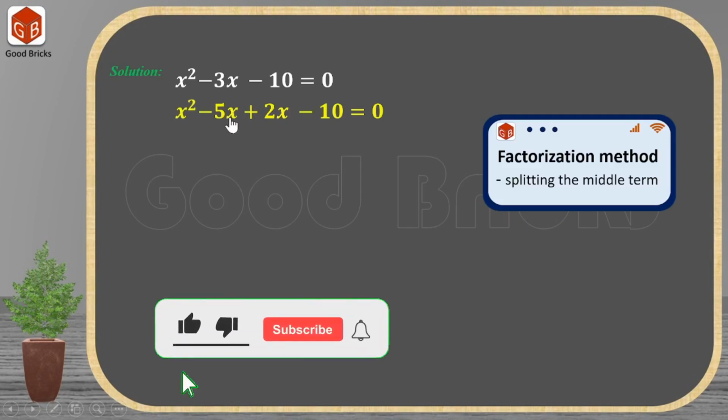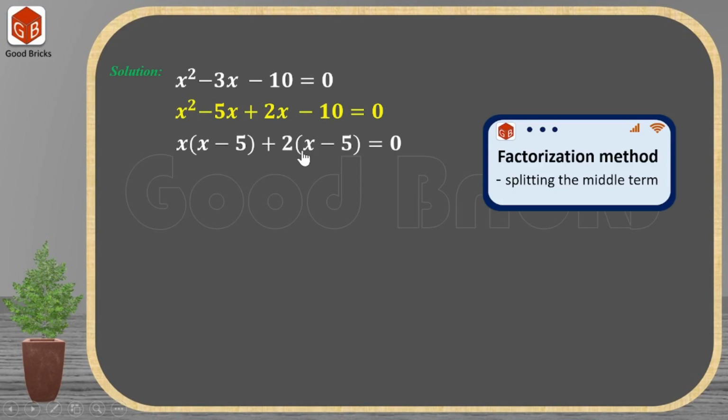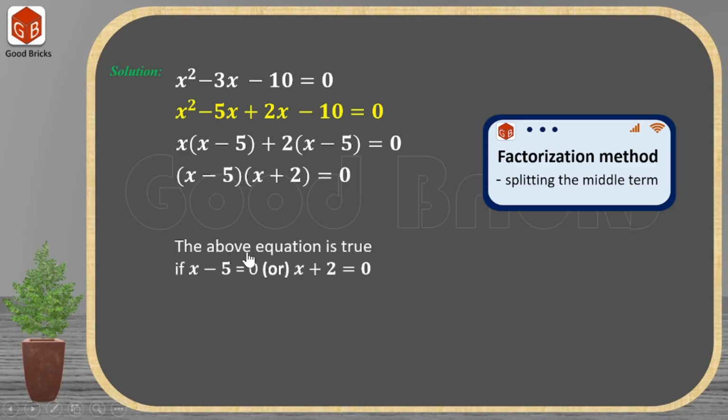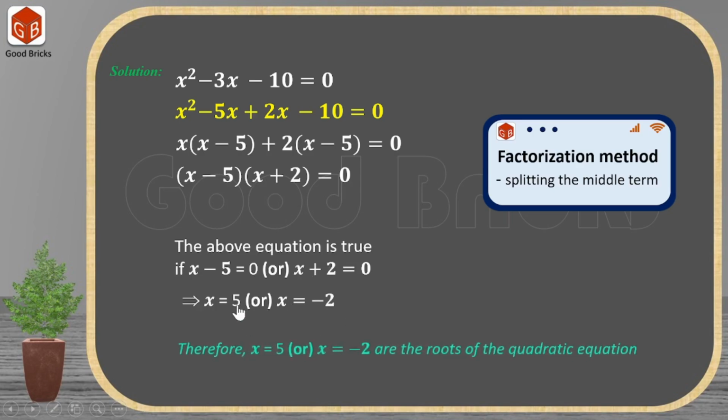From these two terms, if you take x common, you can write x into x minus 5. From these two terms, if you take plus 2 common, you can write 2 into x minus 5. Next, after taking x minus 5 common, you can write x minus 5 into x plus 2 is equal to 0. If x minus 5 is equal to 0, then x is equal to 5. If x plus 2 is equal to 0, then x is equal to minus 2. Therefore, 5 or minus 2 are the roots of the quadratic equation.